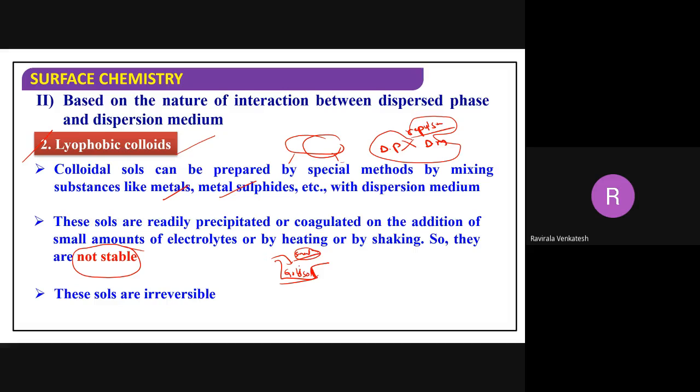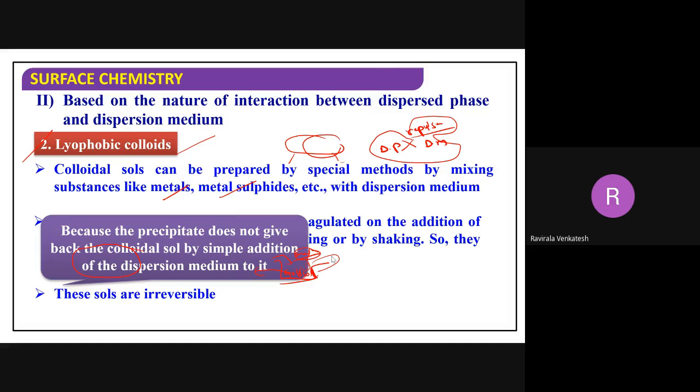So once we get gold sol, again you can't bring that back. That is very difficult. What does irreversible mean here? Once you get precipitation in this case, again you can't make the gold solution from it. It's very difficult. For example, I got a precipitation with the addition of electrolyte. Again, you can't bring back the gold sol.